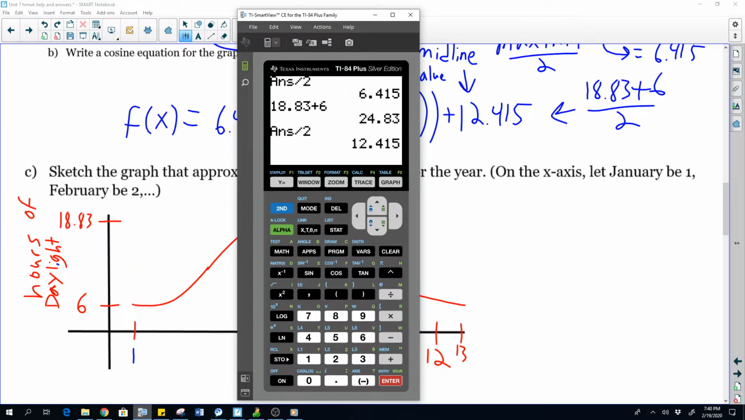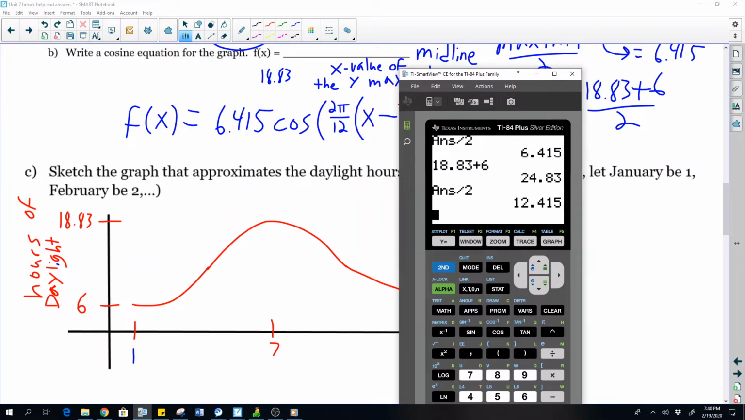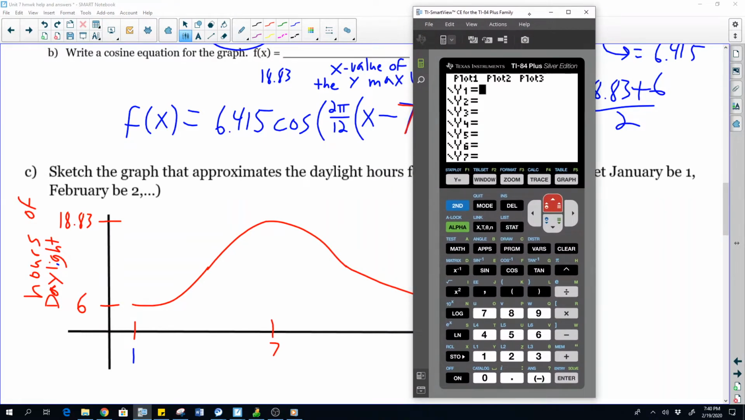Cool. Okay, let's just double check and plug it in there because we will need to do this for the next questions anyways. So go to y equals. We're going to type in 6.415 cosine. You can do pi divided by 6 if you want to, but I really like the 2 pi. Just nice and neat. So we're going to need 2 parentheses. Don't forget that. So 2 pi divided by 12, good.